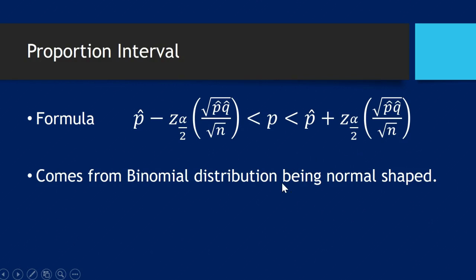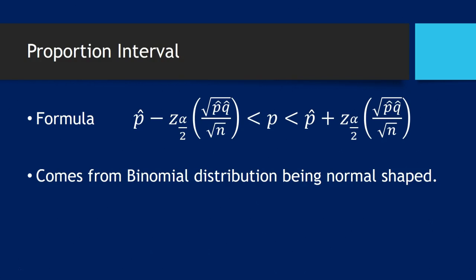All right. Now, let me just point out this first off. We're using z values again. So that means that somewhere I'm using a normal curve. And the way that the proportion interval is connected to the normal curve is through that binomial distribution that we looked at in chapter 4.